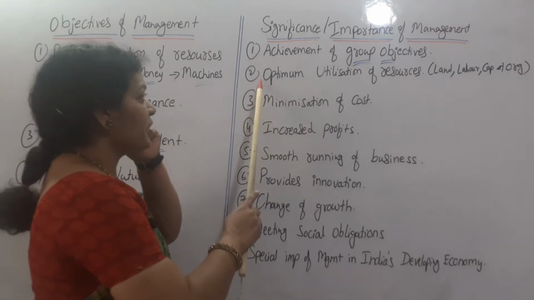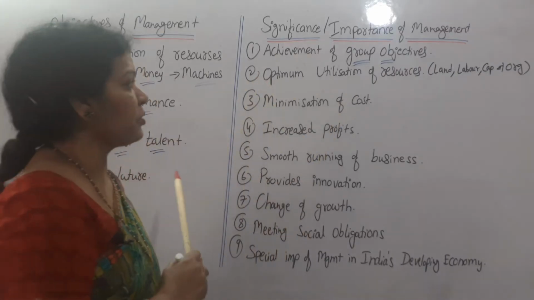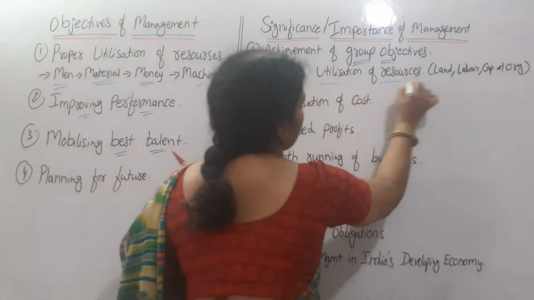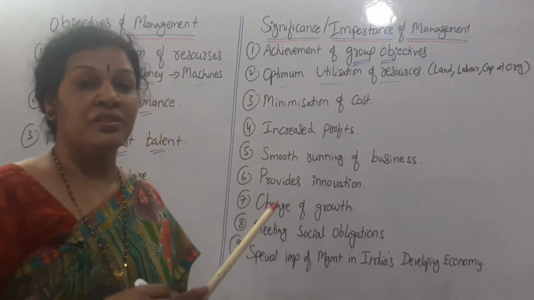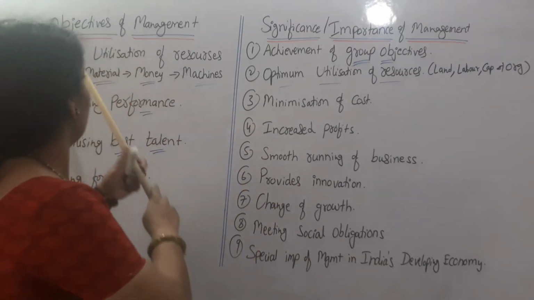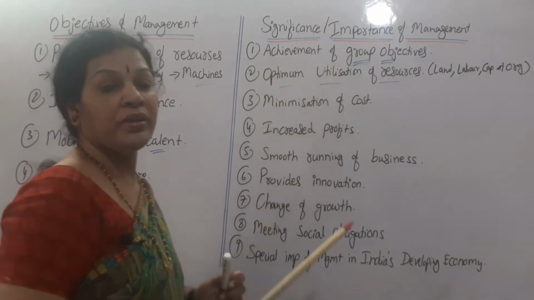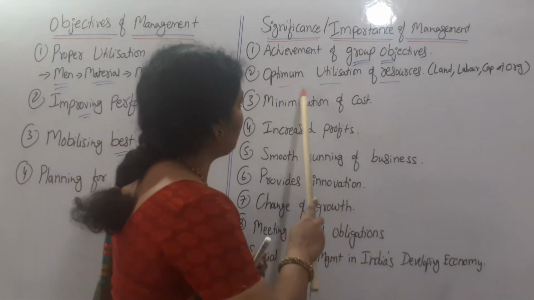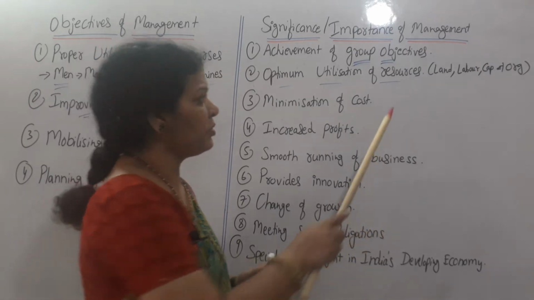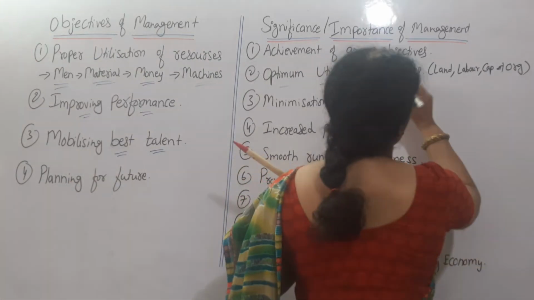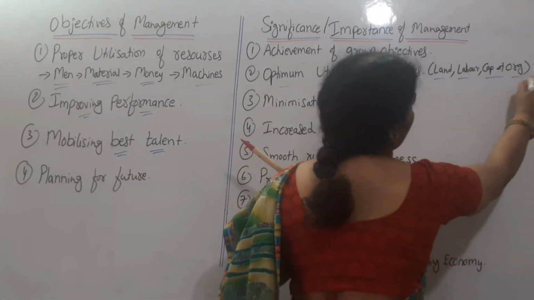And the second one is optimum utilization of resources. Utilization of the resources, as we have discussed in the objectives. In objectives only we have discussed utilization of the resources. Here also it comes as the importance of management. When we talk about utilization of resources, what are the resources? Land, labor, capital and organization.